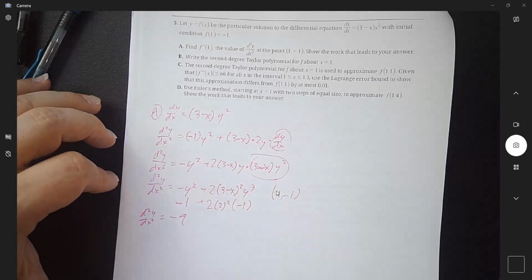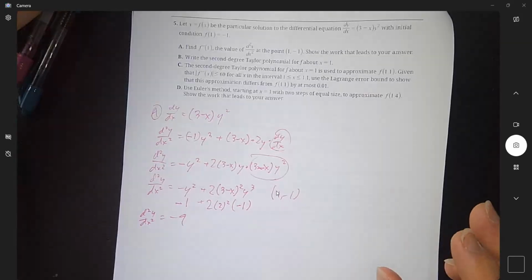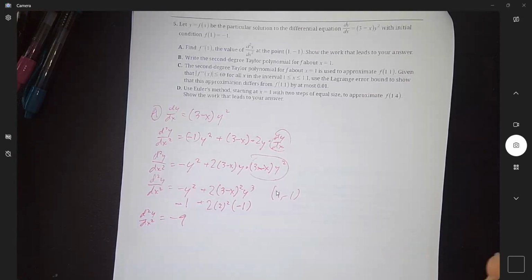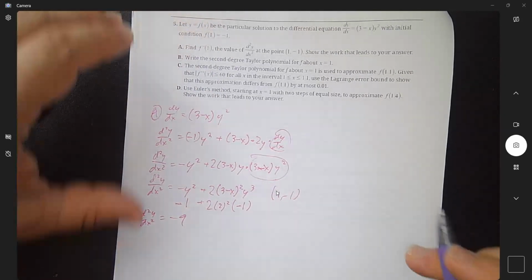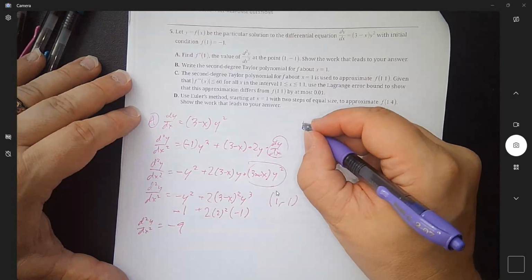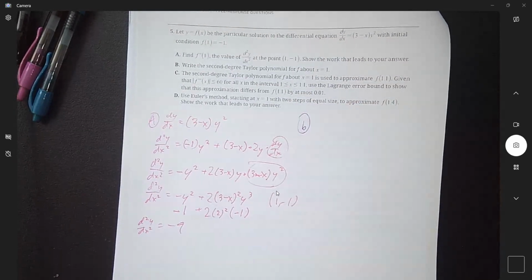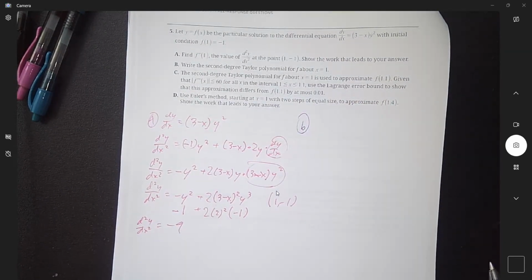Write the second degree Taylor polynomial for f about x equals 1. So what am I going to say here?